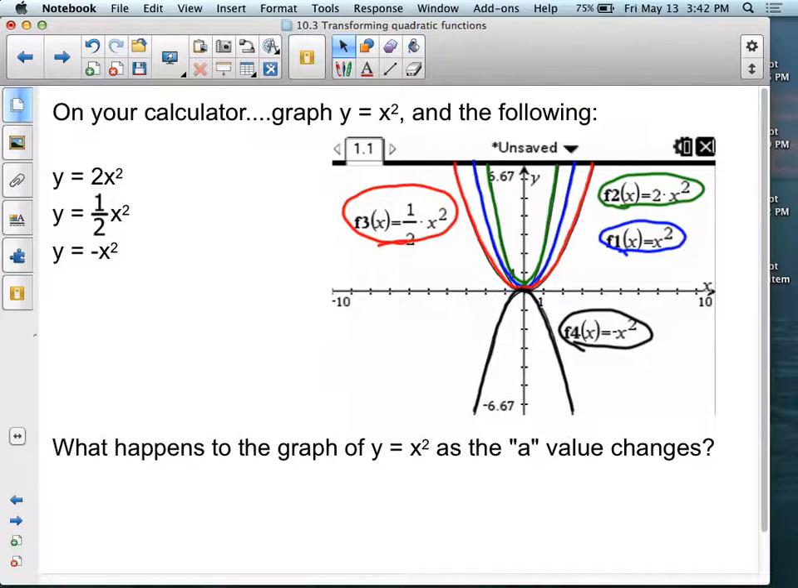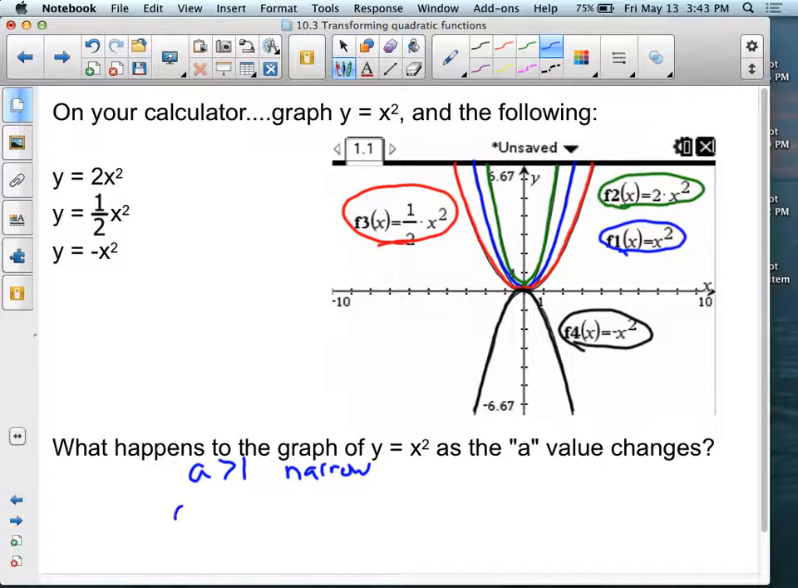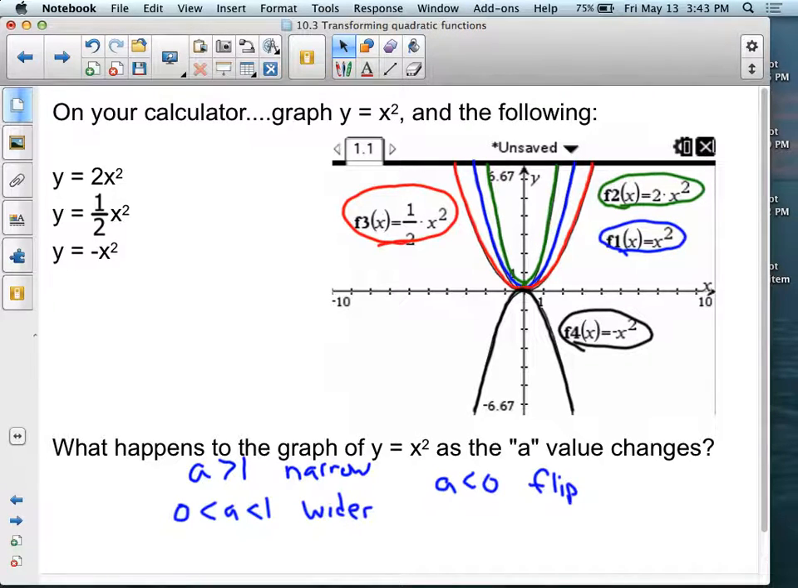So there's a couple questions for you to answer. What happens to the graph of y equals x squared as the a value changes? Did you find that when a was greater than 1, the graph became more narrow? And when a was between 0 and 1, the graph became wider. And also that when a was negative, the graph flipped over. Those are some good transformations to remember.